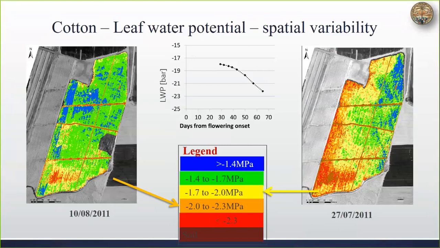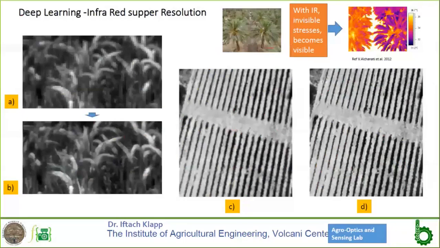Another approach is to use ancillary data, which means not just thermal imaging, but also spectral imaging, and combine them. And again, an effort led by Dr. Iftach Klap is to develop very low cost hyperspectral imaging systems that can be combined with those thermal images in order to enhance the performance.